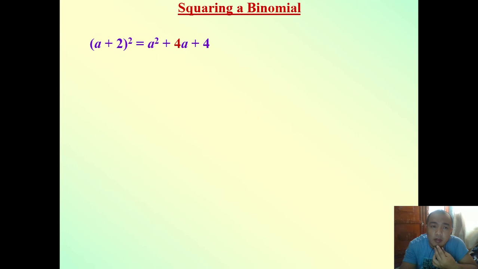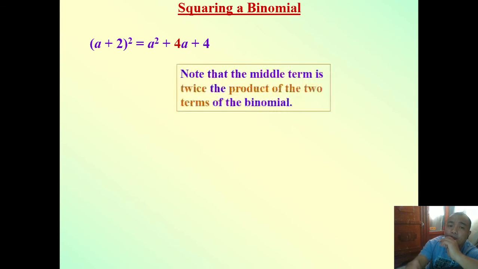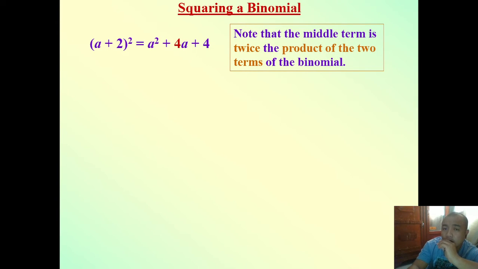Okay, squaring a binomial. How do we square a binomial? A plus 2. So the rule is you first square the first term, a squared. Then you multiply 2 by the product of a and 2, so 4a. Then you square 2, which is 4. So the answer is a squared plus 4a plus 4. So note that the middle term is twice the product of the two terms of the binomial.